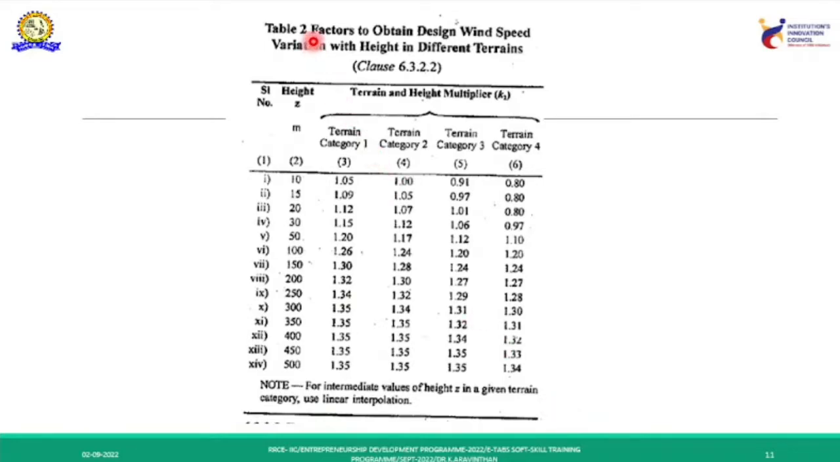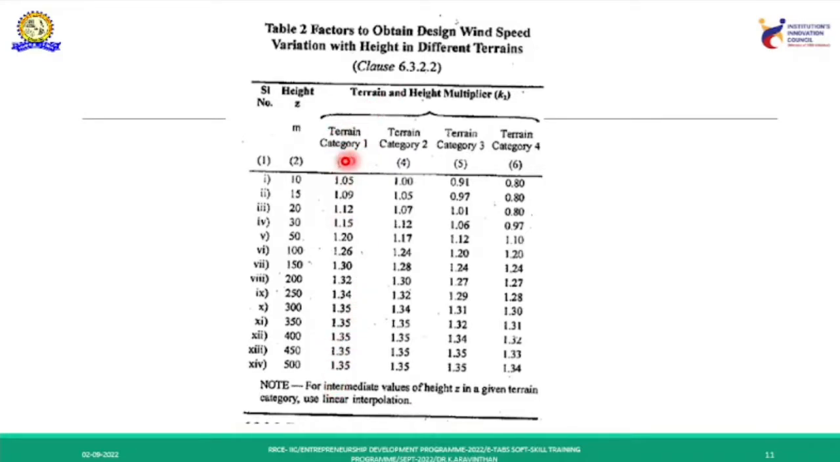Then what is K2? K2 is the factor obtained for design wind speed variation with different terrains. What do you mean by terrain? You have 4 classifications of terrain, as the Indian Standard Code says, and the height of the building. If your building is 5-meter height, 10-meter height, as of now our structure is 3 meter and 3 meter. First floor is 3 meter, second floor is 3 meter. So we are coming under the first case, 10 meter. You can build a 500-meter height structure, then the constant will be multiplied by 1.35.